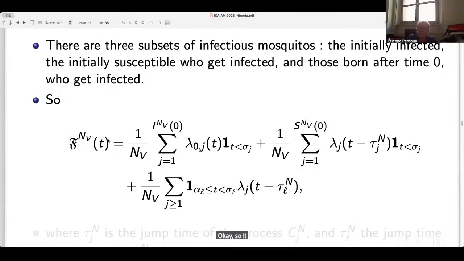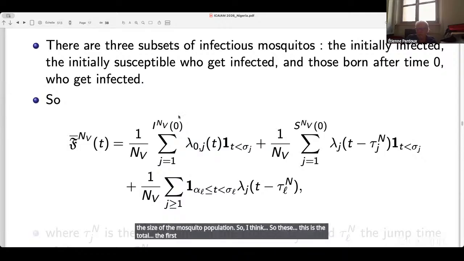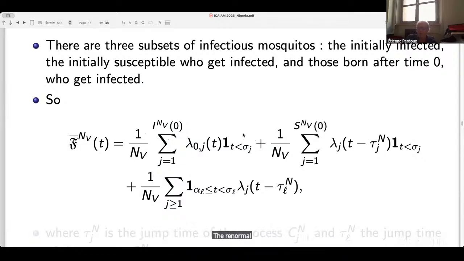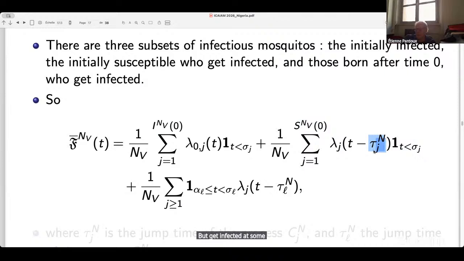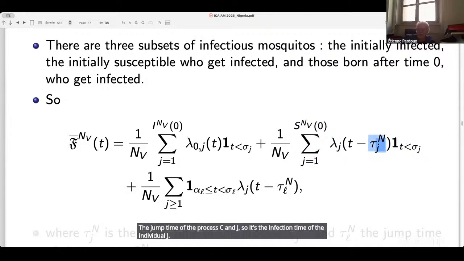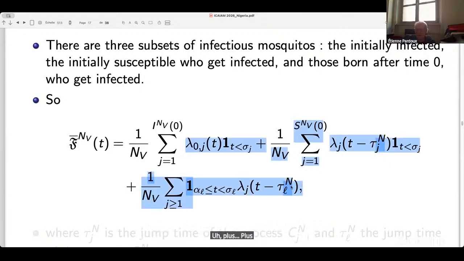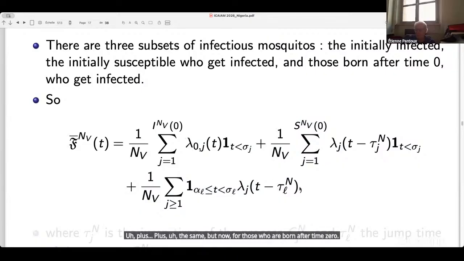Okay, so it's renormalized. I forgot to say the bar means I divide by NV, the size of the mosquito population. So this is the total. The first term is the renormalized force of infection due to the initially infected mosquitoes. The second term is the force of infection of those who were susceptible at time 0, but get infected at some time tau_j. This is the jump time of the process, so it's the infection time of the individual j, plus the same, but now for those who are born after time 0. Then, of course, the time of infection is posterior to alpha L, the birth time. Okay?